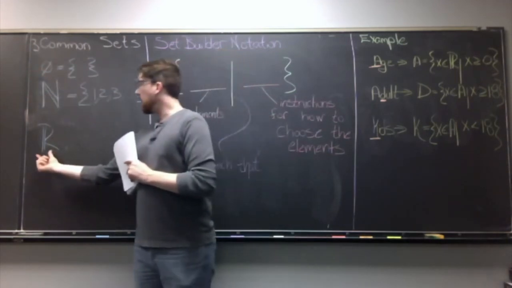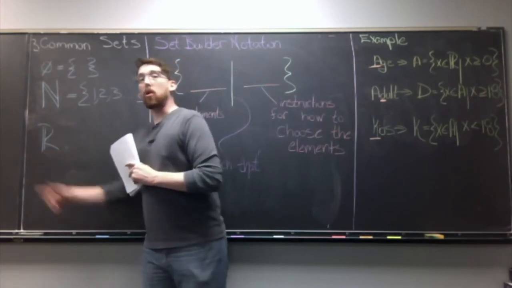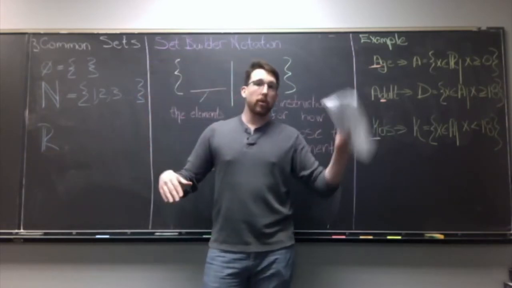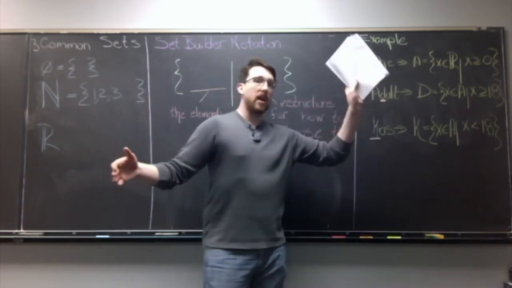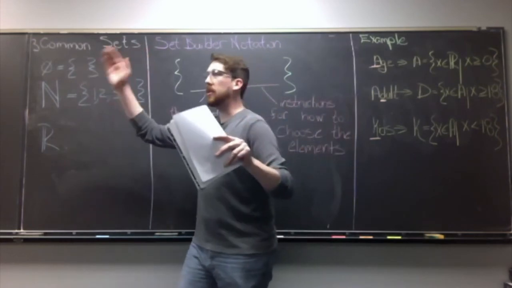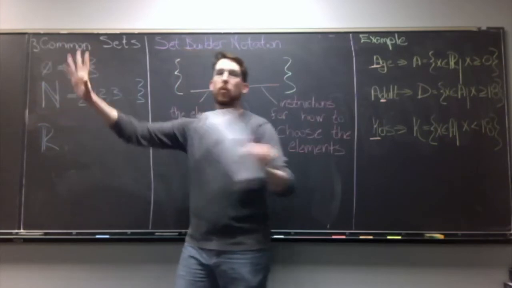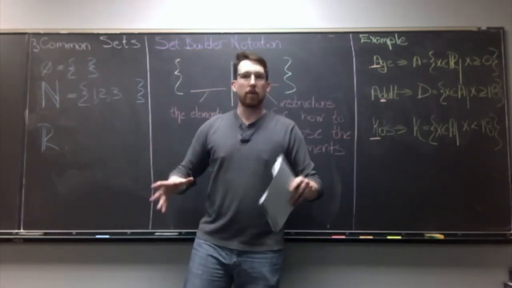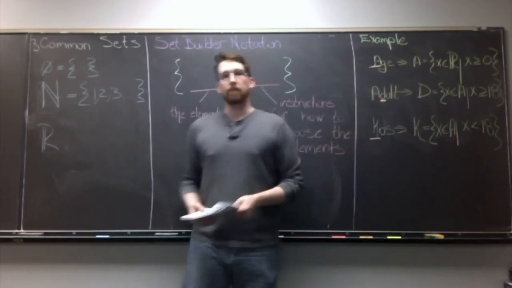We also have the set of real numbers. Real numbers are literally every number between negative infinity and infinity. So it could be negative 455. It could be 3,900.1114. It could be whatever we want, any number, as long as it's not negative infinity or infinity.